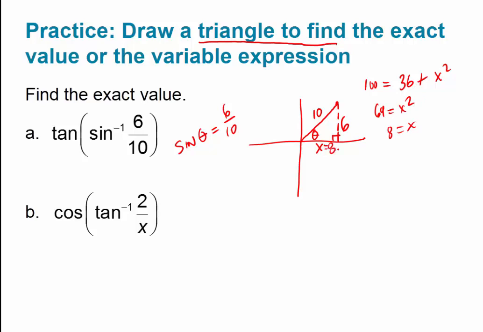Now I know that x is equal to 8. I have all the values of my triangle. Once I have all the values of my triangle, I could find the trig. I could take any trig function of this angle theta and figure out what it is.